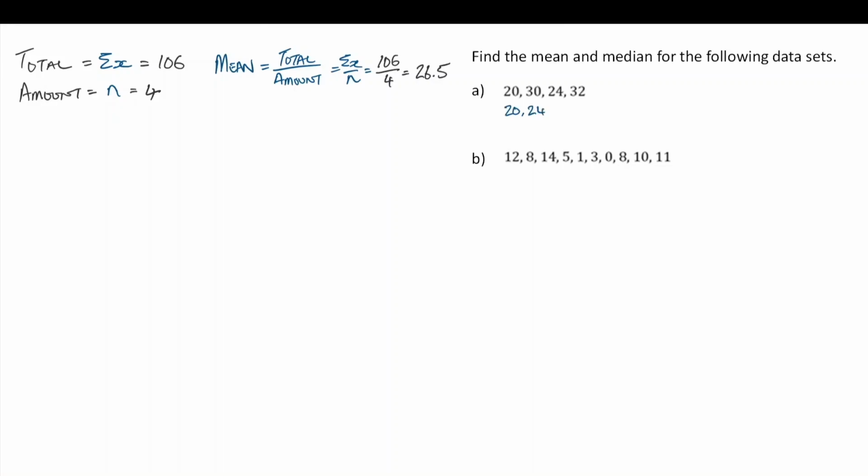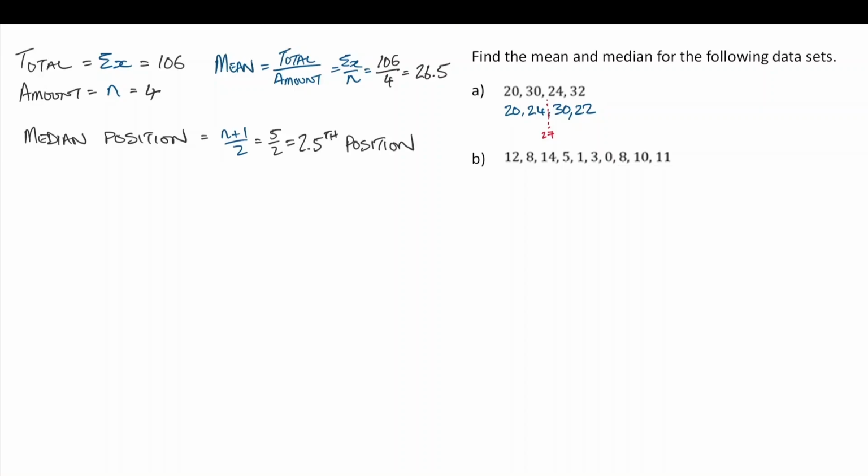To find the median, we need these values to be in order. So let's just rearrange them in order. There's only 4 values, quite easy to put them in order. And the median is going to be the middle value of these rearranged data points. We can see it's right here in the middle of 24 and 30, but more formally, we should be able to identify the median position.